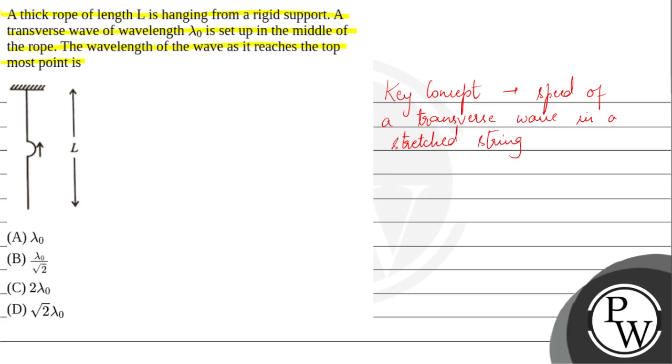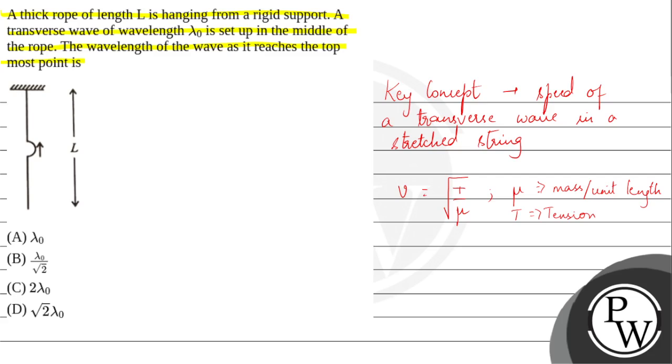तो अगर एक स्ट्रिंग स्ट्रेच्ड है और उस स्ट्रिंग में एक ट्रांसवर्स वेव मूव हो रहा है, so if the tension in the string is given by T and उस स्ट्रिंग का मास पर यूनिट लेंथ मयू है, then we can write the velocity as square root of T by mu, where mu is mass per unit length of the string और T है tension.